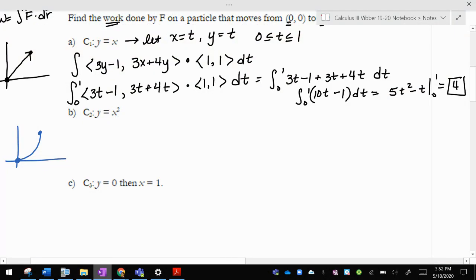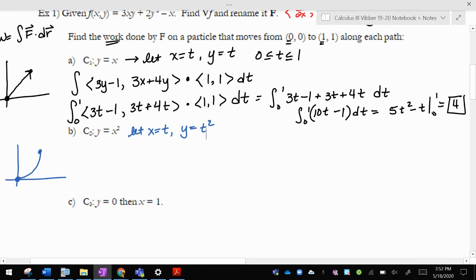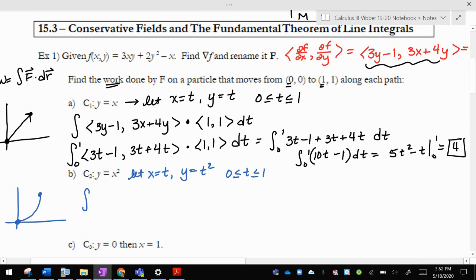Making sure that it's still recording here. So this time I can still let x equal t, but then y, which is x squared, would be t squared. And x is still going from 0 to 1 because it said so. So t is still going to go from 0 to 1. So I have the integral of f, which is still what it was in the beginning. Where's f? 3y minus 1, 3x plus 4y. And now I'm going to dot it with dr, the derivative of this path, which would be 1 comma 2t.